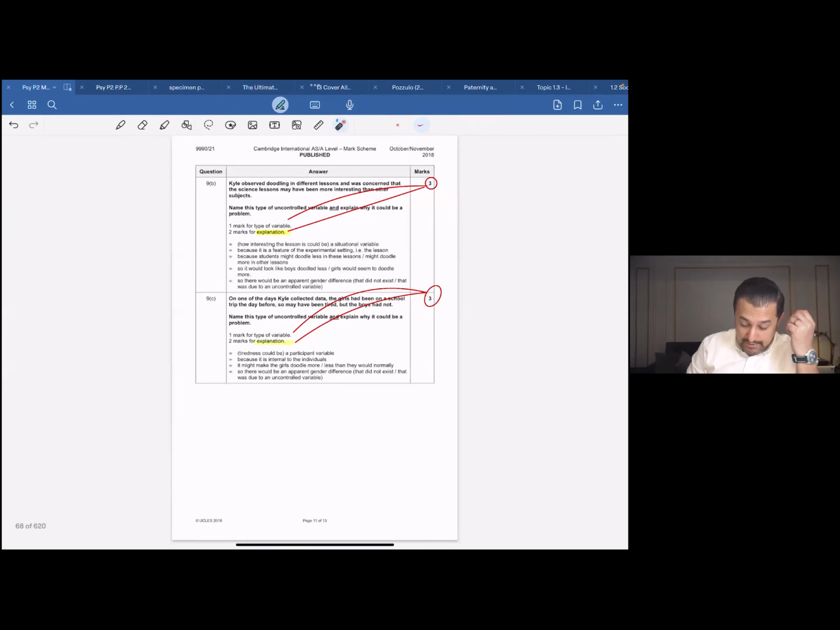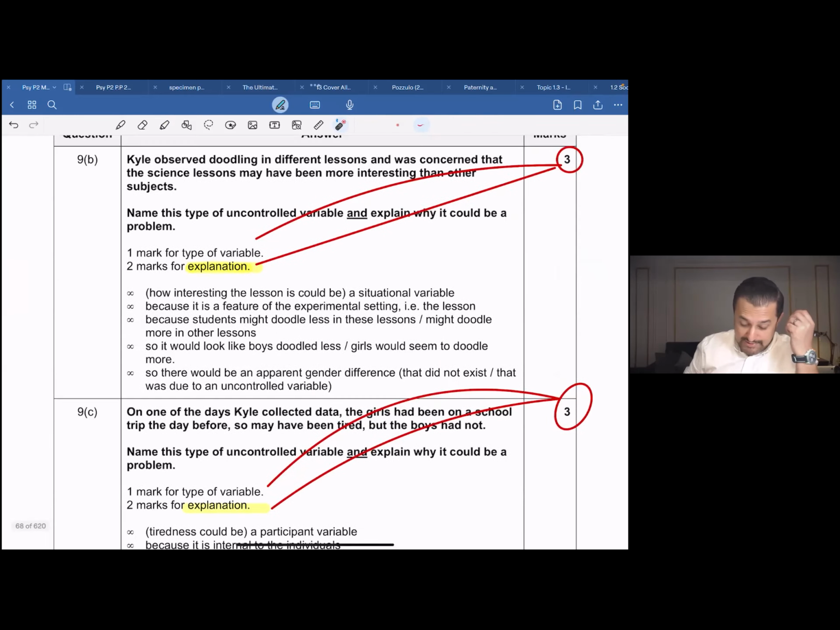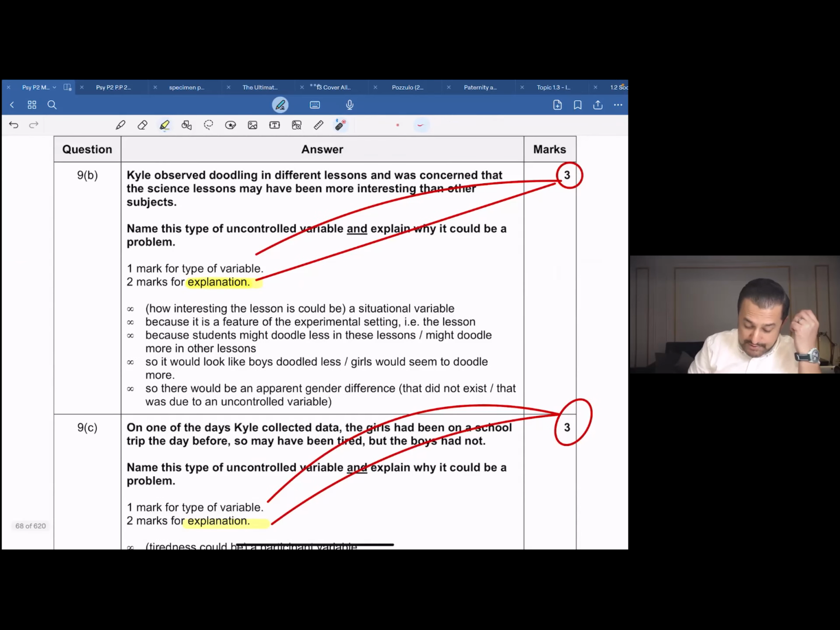Moving on ahead, the second question that we have over here says Kyle observed doodling in different lessons and was concerned that the science lessons may have been more interesting than other subjects. So this is a 3 mark question, right? You get the first mark for the type of variable and you get the second mark for explanation.